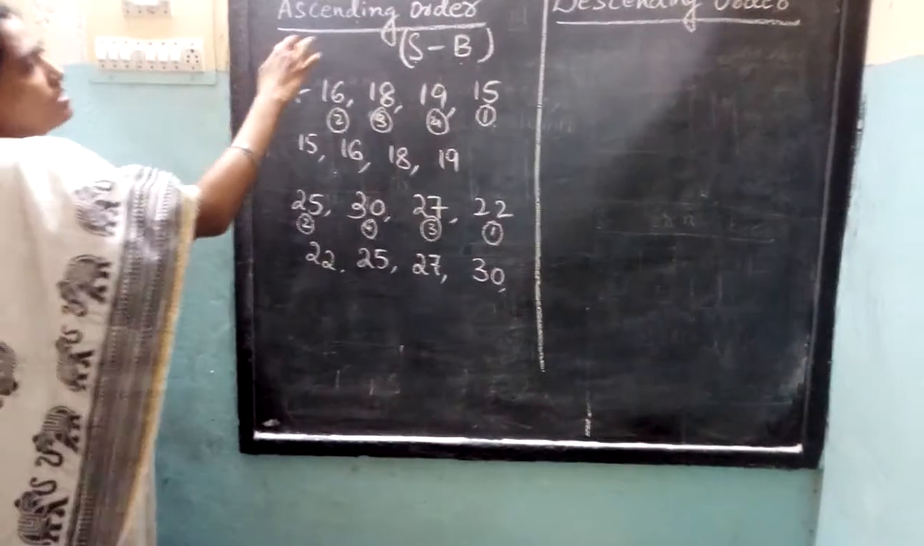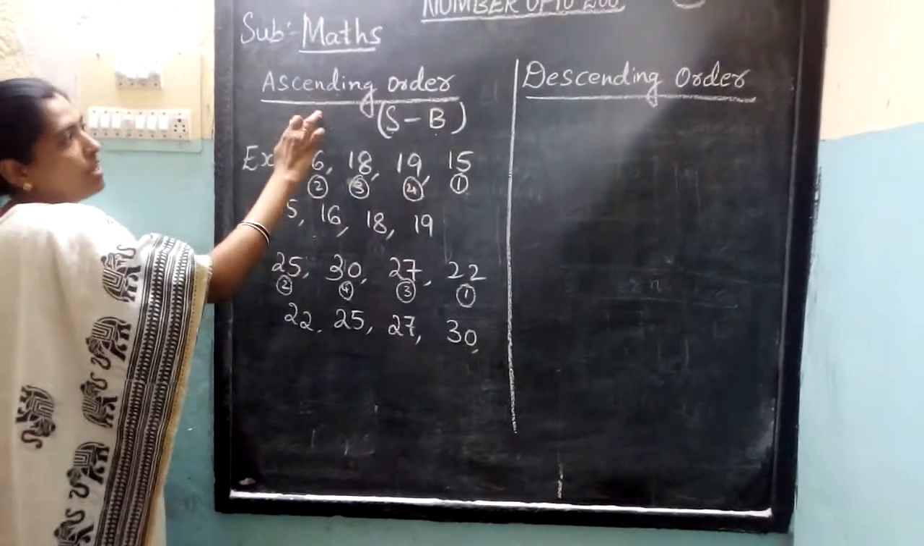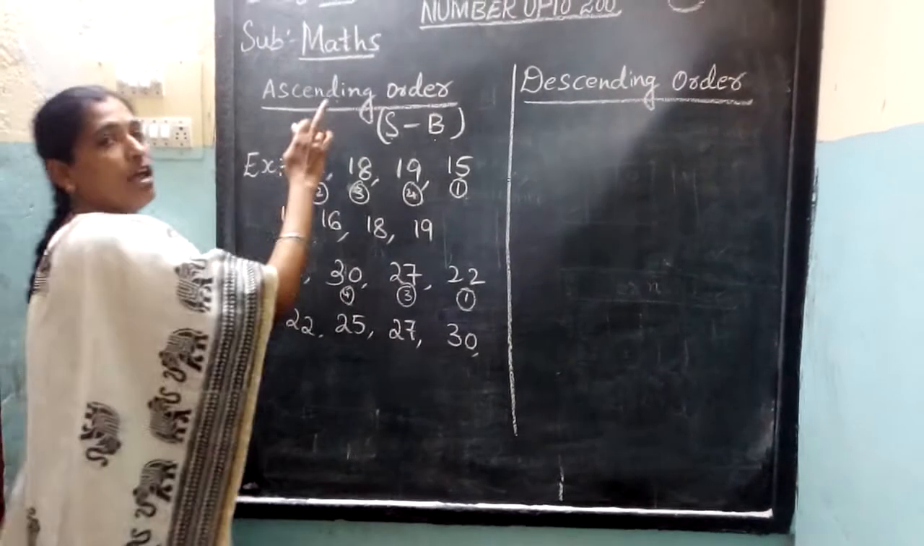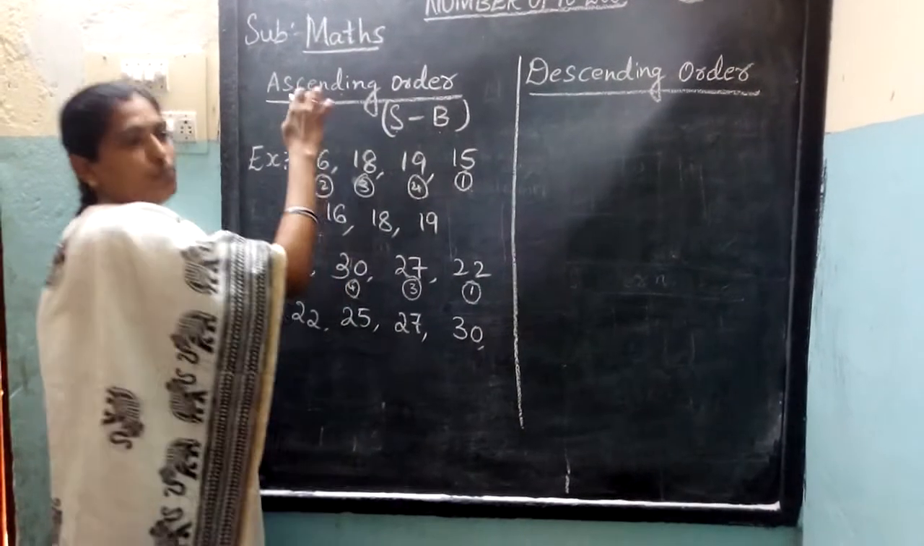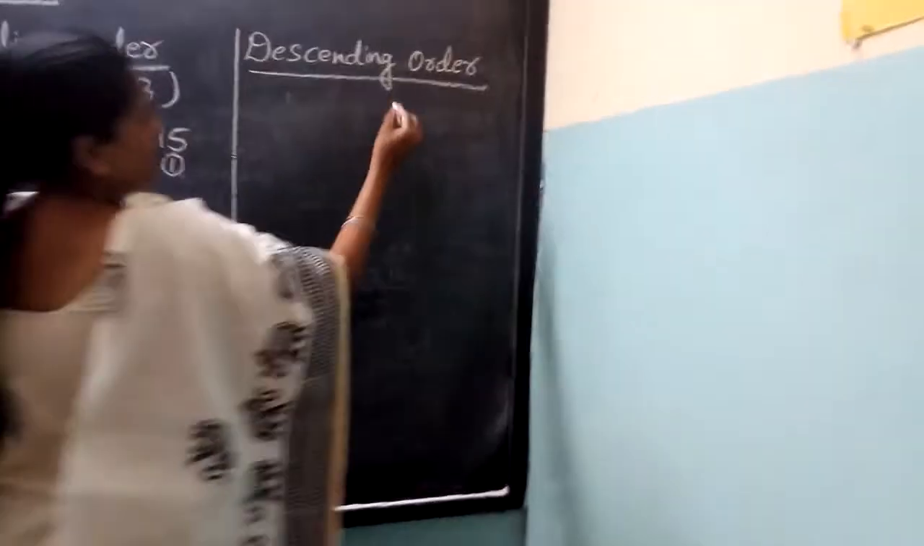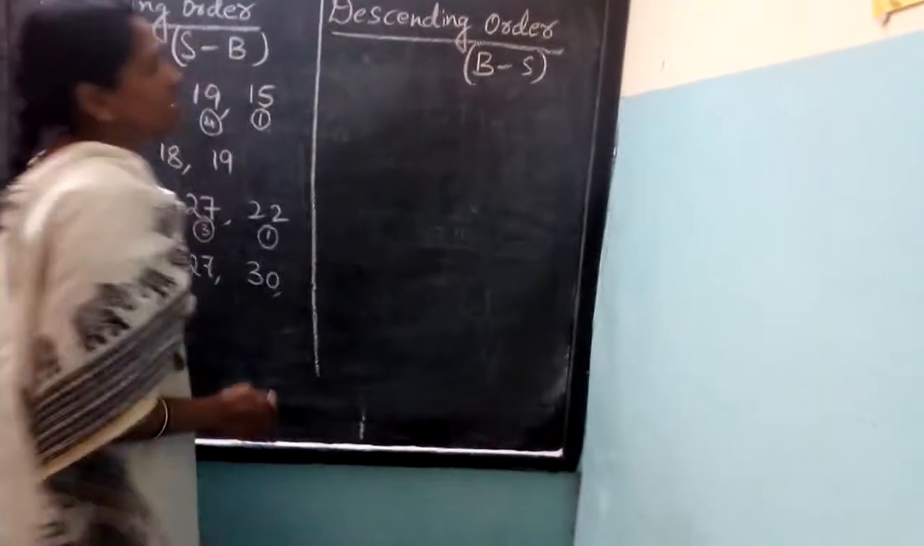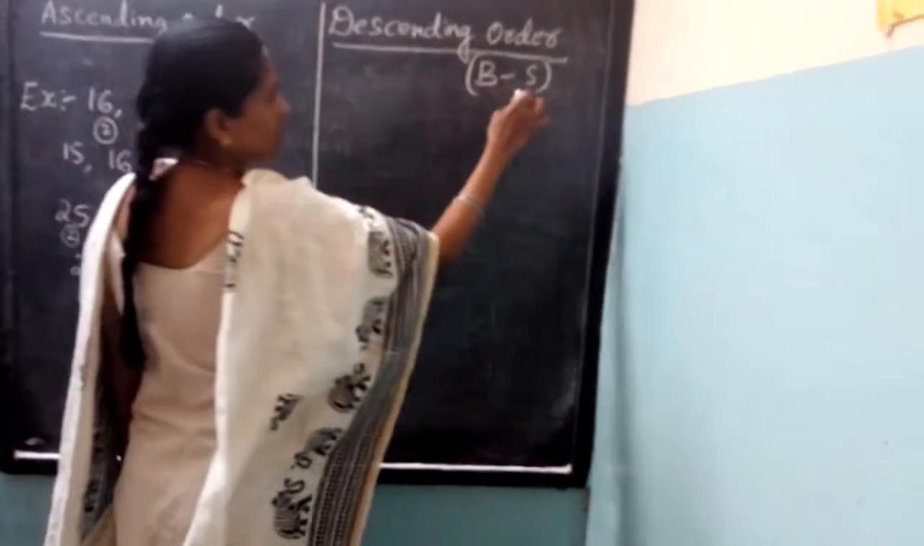This is ascending order. You can also call it increasing order. I hope you understood ascending order. Next, going to the next one, descending order. Descending order means big number to the small number.